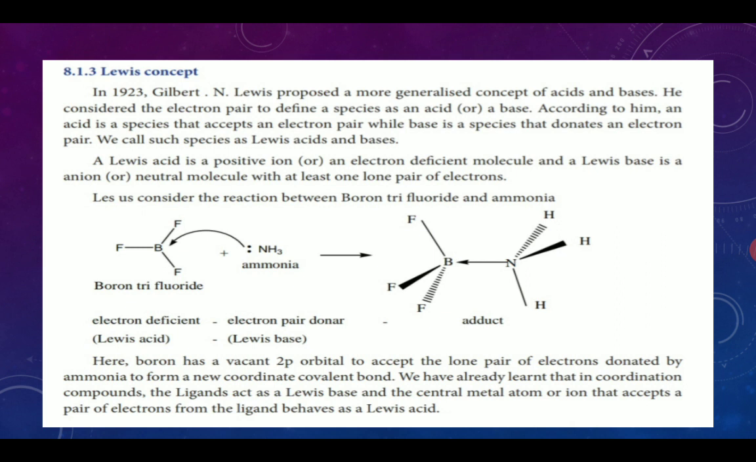nitrogen can be accommodated. We have already learned in coordination compounds, what is a ligand? A ligand is an electron pair donor to the central metal atom, which accepts a pair of electrons. So according to this Lewis concept, the ligand behaves as a Lewis base.